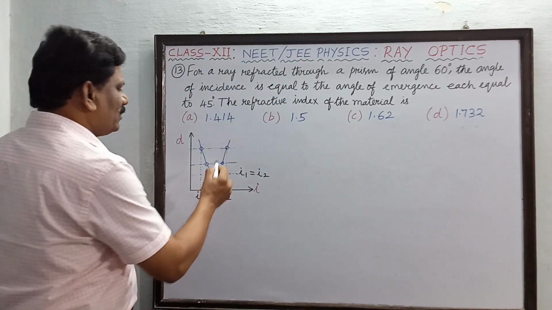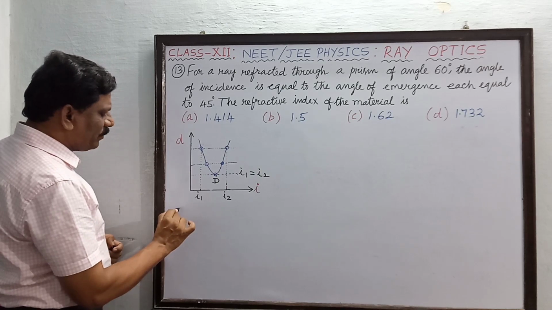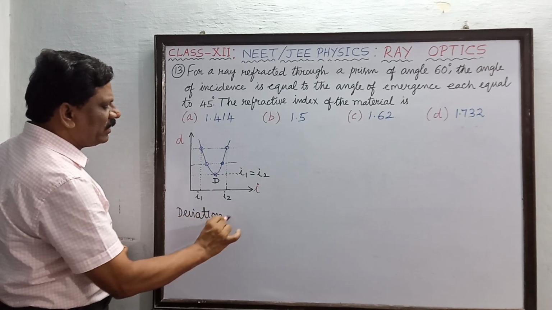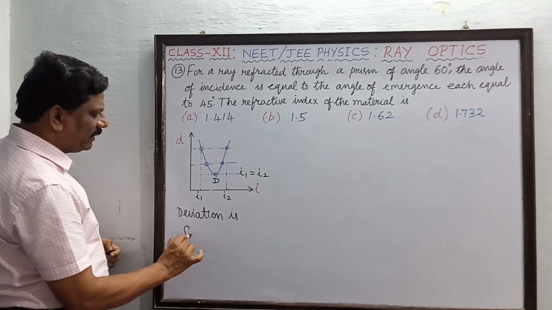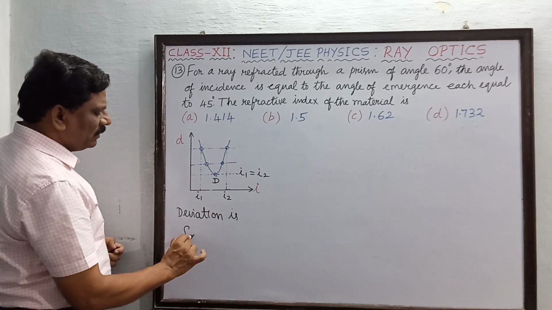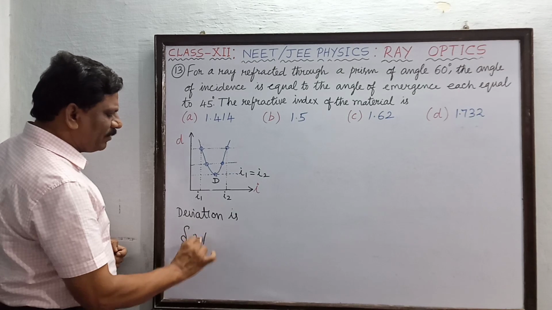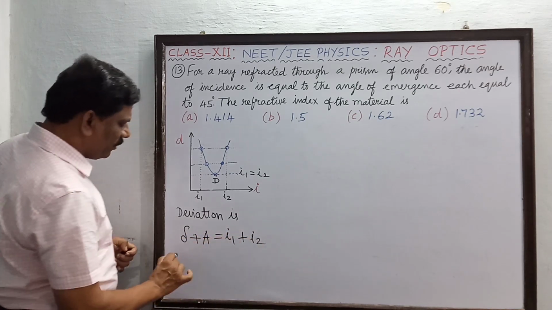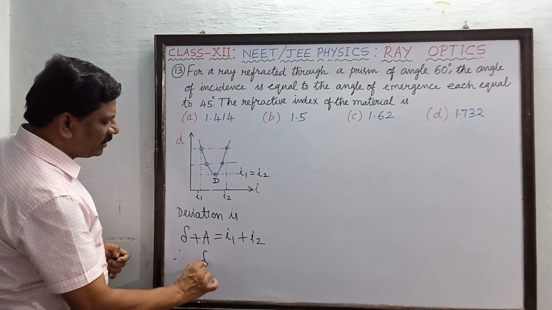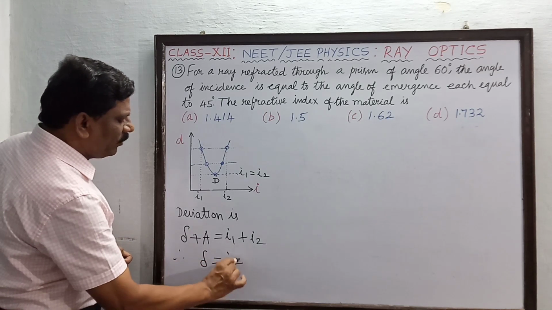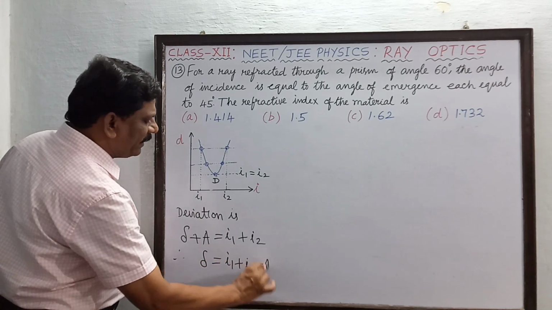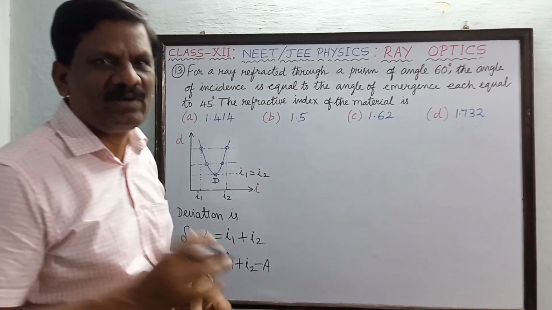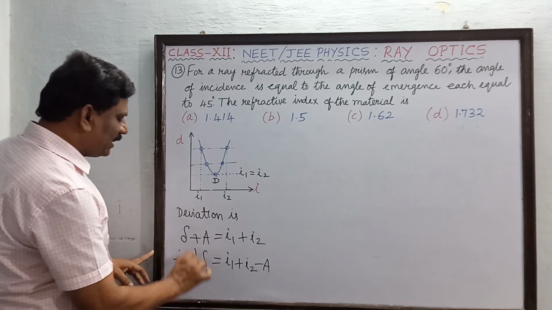But for all the other positions, the deviation will be different. So now I am going to write the expression for the deviation. Deviation is given by delta. Deviation plus angle of the prism is equal to i1 plus i2. Therefore deviation is equal to i1 plus i2 minus A. So this is the equation I require. I want to find the value of the deviation delta.